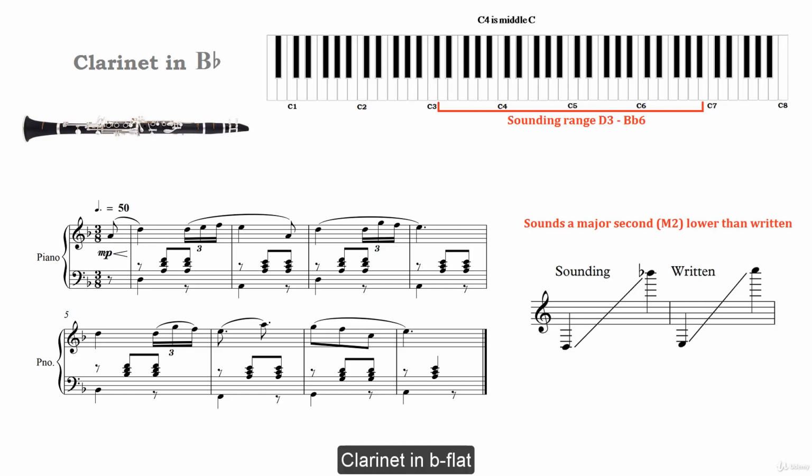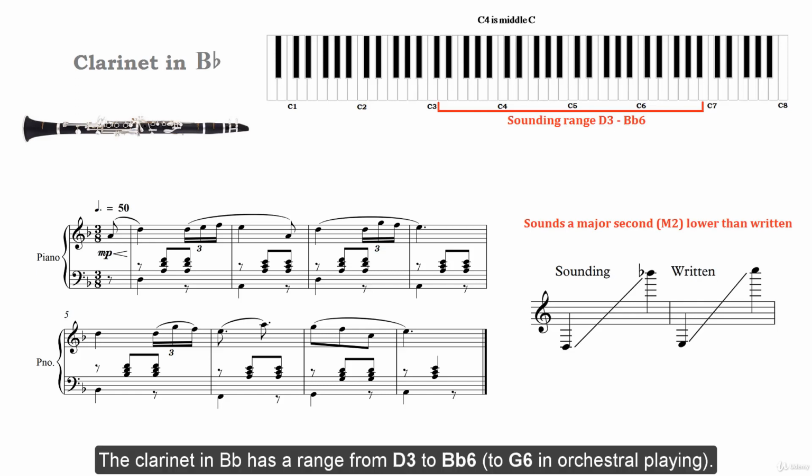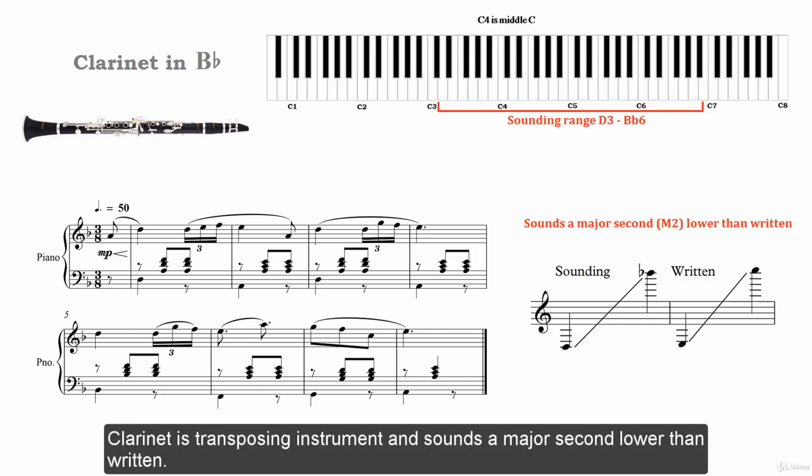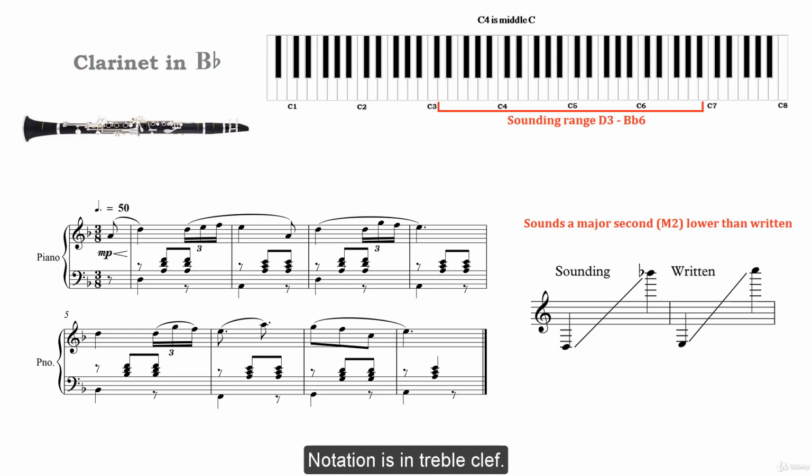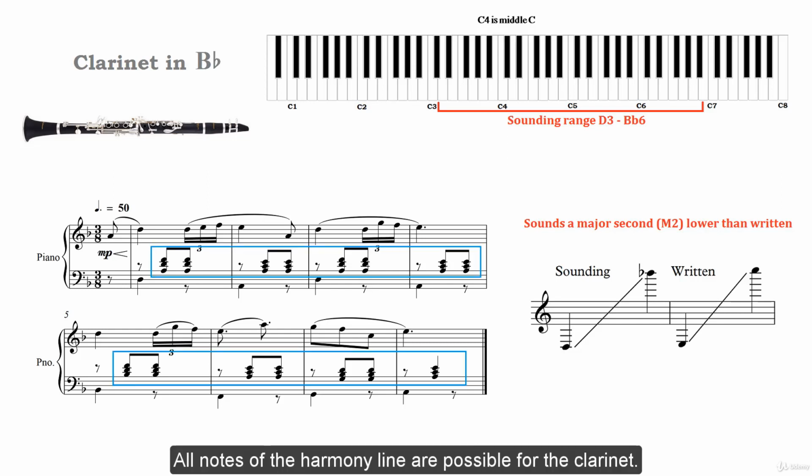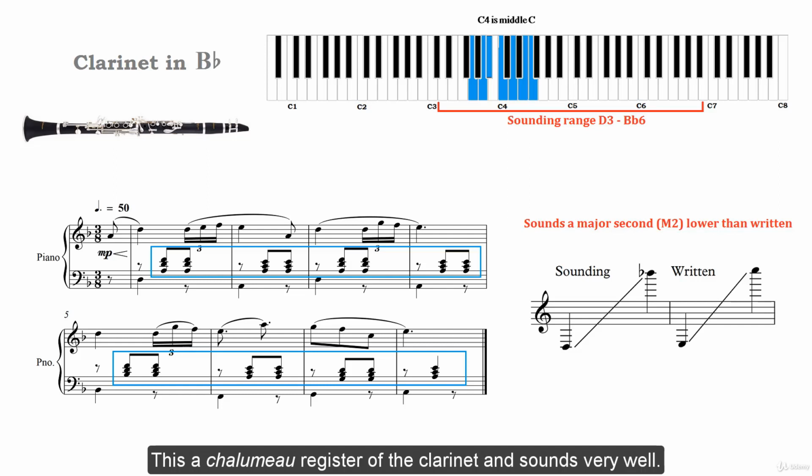Clarinet in B flat. The clarinet in B flat has a range from D3 to G6 in orchestral playing, up to B flat 6. Clarinet is a transposing instrument and sounds a major second lower than written. Notation is in treble clef. Look at the score. All notes of the harmony line are possible for the clarinet. This is the chalumeau register of the clarinet and sounds very well.